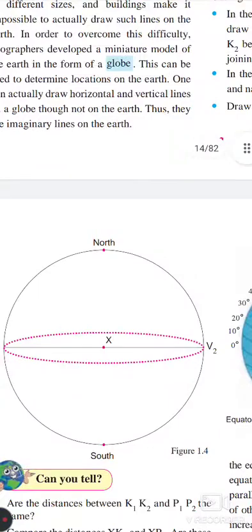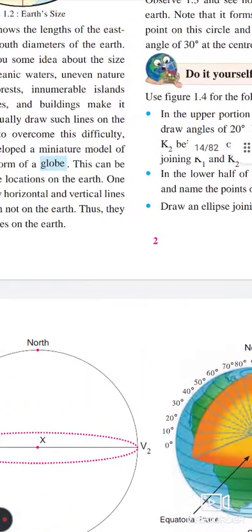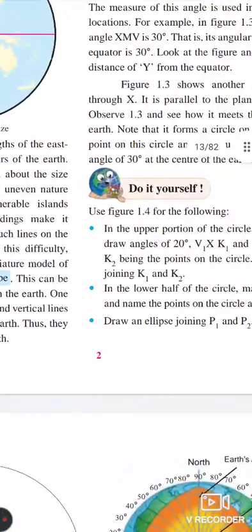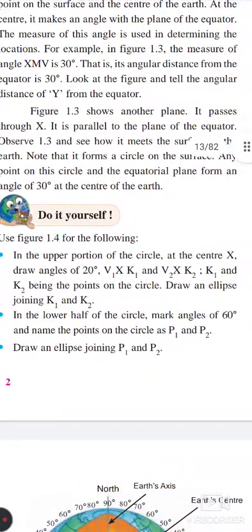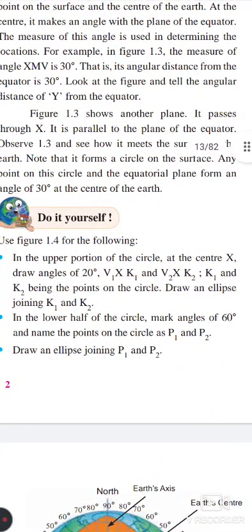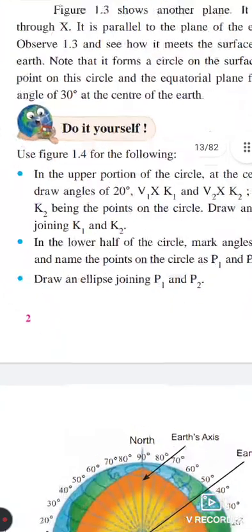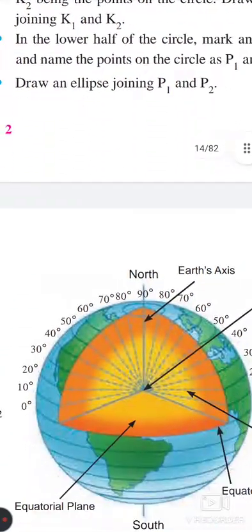Here is figure 1.4. You have to use this and give the answers to these questions. In the upper portion of the circle at the center X, draw an angle of 20 degrees, V1 X K1 and V2 X K2, with K1 and K2 being points on the circle. Draw an ellipse joining K1 and K2. So you have to do these as homework.